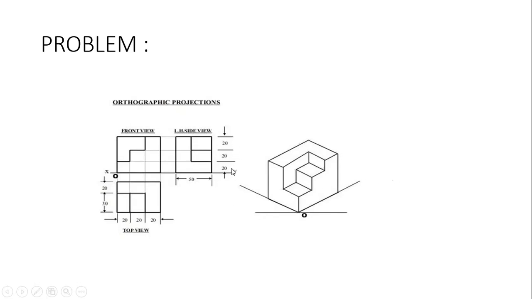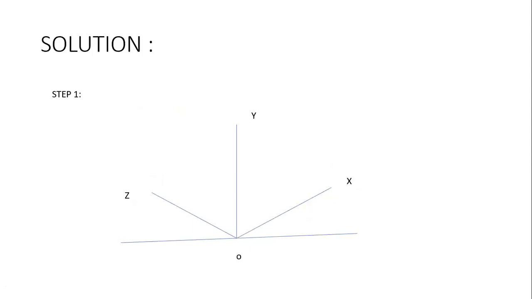And these are the scale dimensions given for the front view, top view, as well as the left side view, as shown in the question. Now, as per the given question, we are going to have an individual step-by-step detailed procedural explanation, starting from the next slide onwards.